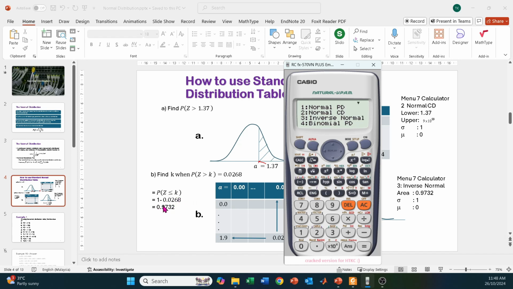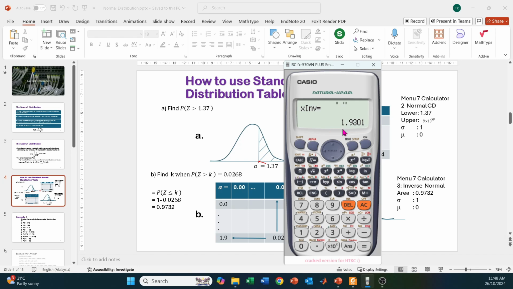Remember, the scientific calculator gives the left hand side area, but the statistical table gives the area at the right hand side. This one is actually inverse normal because you want to find back the value of K. So inverse normal, you choose number 3. The area is 0.9732. Sigma is 1, which is correct. Mu is 0 because it's a normal distribution. So I get the answer, hold on.